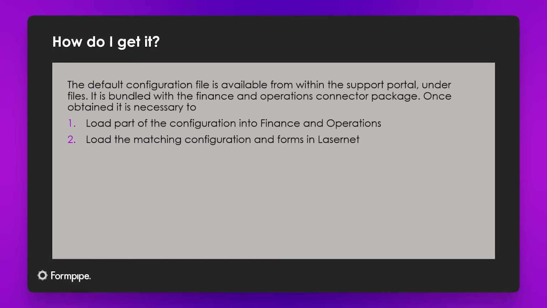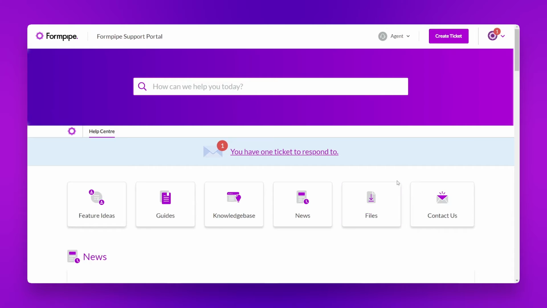So how do we get it? It's very simple, really. We need to do two things: download the files and then copy them to the appropriate place. The place we need to go to download the files is our support portal. And then we've got one file that needs to be copied into Finance and Operations and one which needs to be copied into Lasernet. So let's begin by going to the support portal and go into Files.